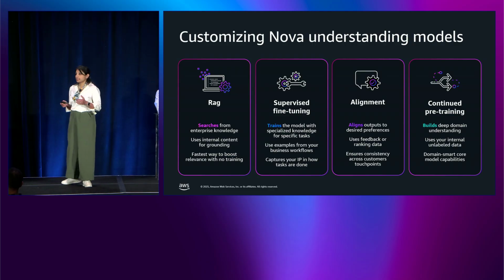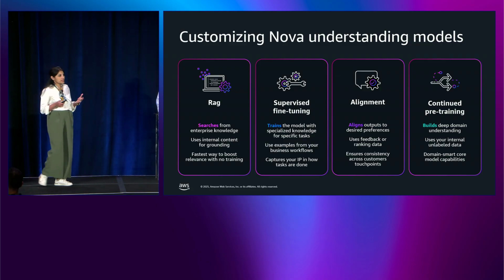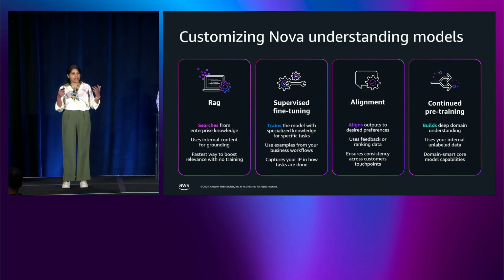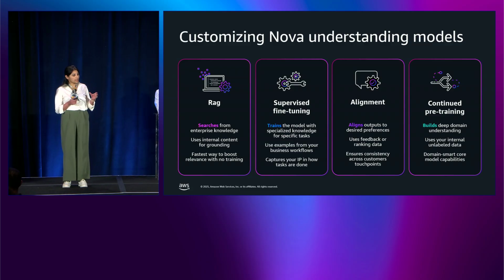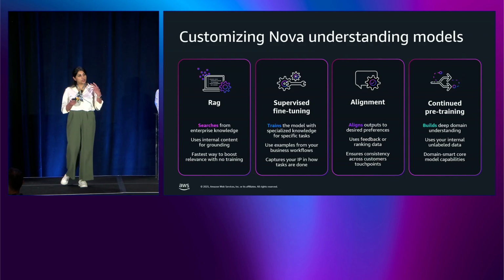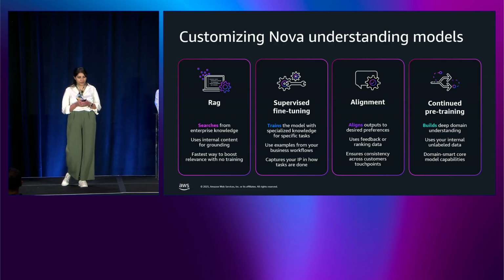And the third type of customization is alignment. Alignment is when you want the model to sound like your brand. You want the model to have a specific tone. And you would have heard about things like reinforcement learning. These are all alignment techniques. In alignment, when you want to align the model, you use feedback either from human preferences or from reward models and tune the model to be your own brand voice.